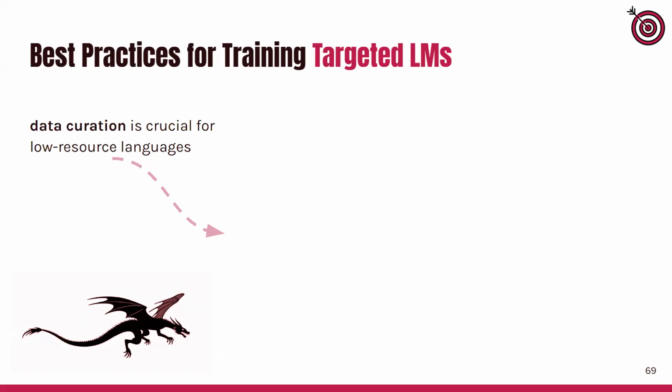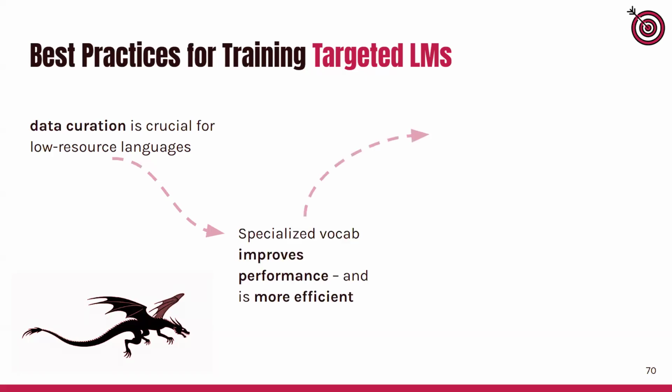Okay, so to summarize some of these best practices we found, we find that data curation is crucial for improving performance on these low resource languages. And this actually can be more difficult than one might think, as we saw with the issues we had with Skolt Sami. So we recommend working on language families you're either very familiar with or consulting a domain expert to make sure that the data curation is going effectively.